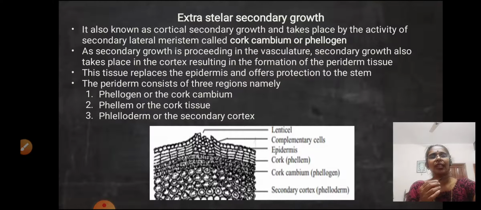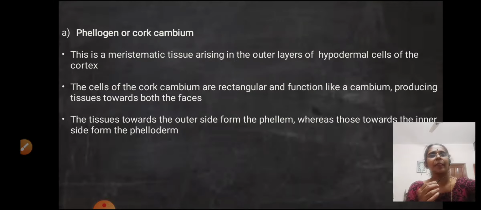It consists of three regions, namely the phellogen or the cork cambium, phellem or the cork tissue, and phelloderm or the secondary cortex. So you can see the phellem, phellogen and phelloderm. So cork cambium is called phellogen. The tissues which are cut off towards the inner side are called the secondary cortex or phelloderm. The tissues which are present outside the cork cambium are called cork or phellem.